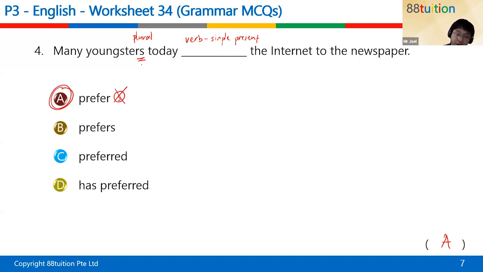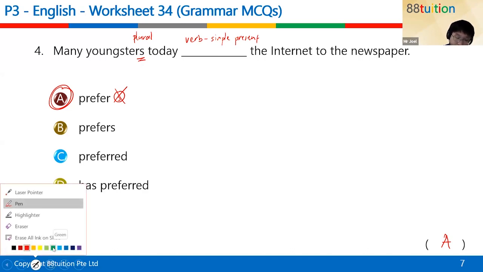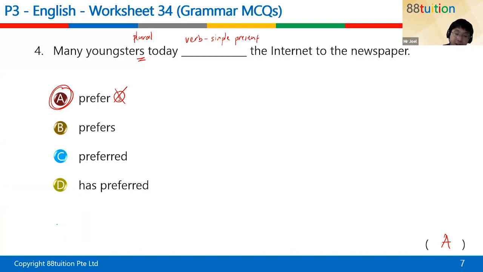But the opposite is true. If, for example, I change this sentence to something that is singular, so I don't say "many youngsters", I say "these days, my daughter", and then we have blah, blah, and then we continue.